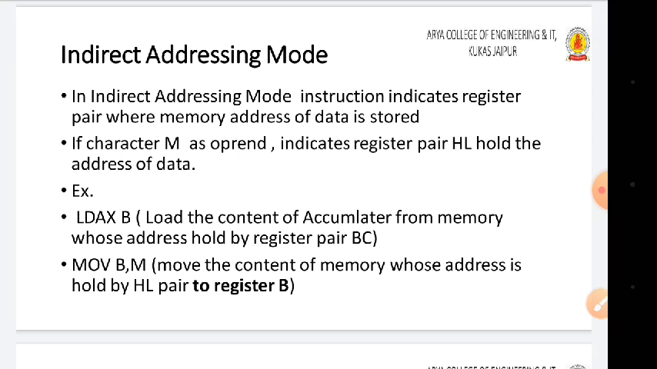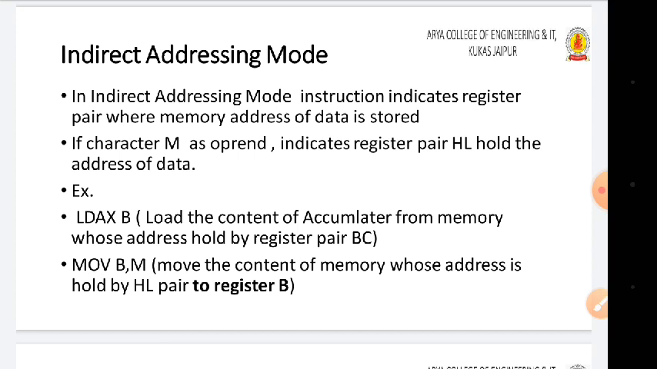For example, LDAX B: load the accumulator from the memory whose address is held by the register pair BC. It means BC holds the address of memory and that memory location holds the data. So we say indirect addressing mode.